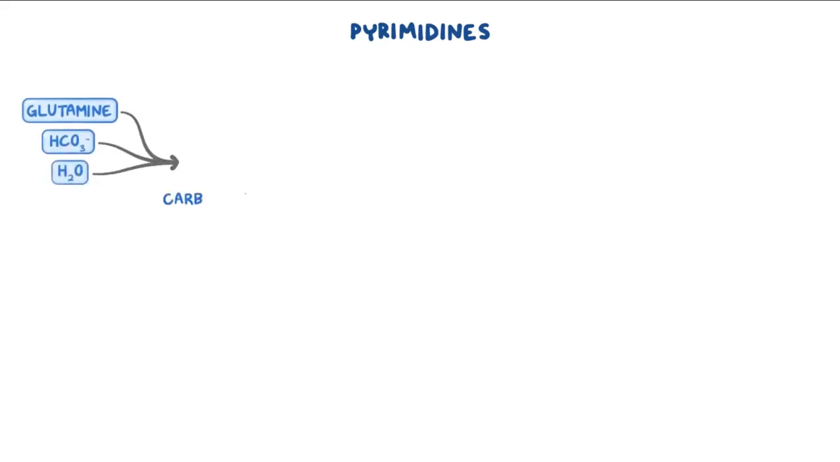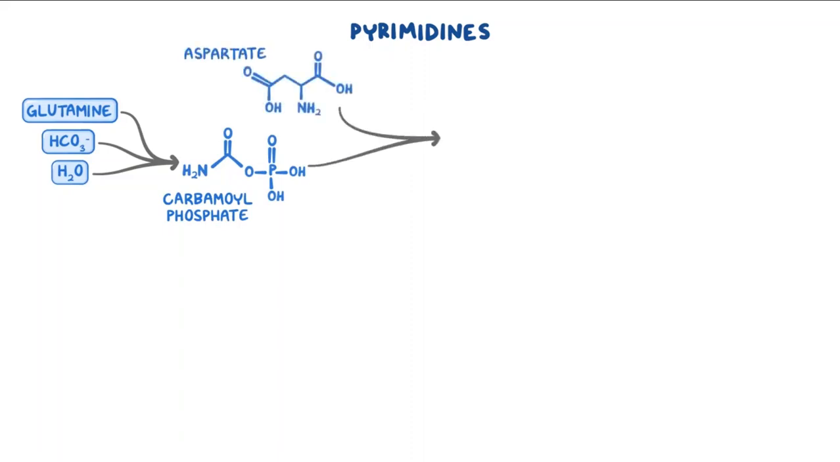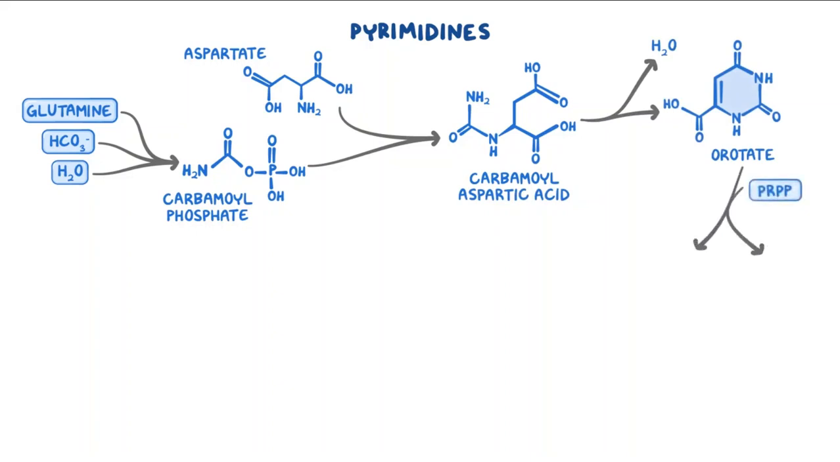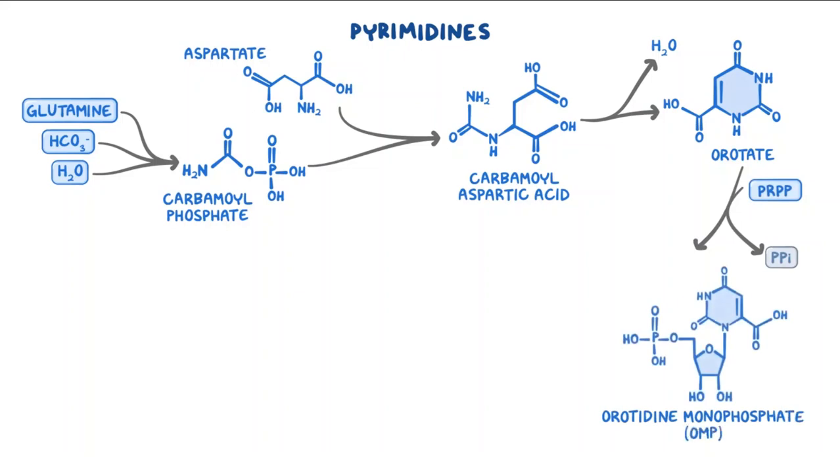The next step is to make pyrimidines. The amino acid glutamine, bicarbonate, and water are used to form a molecule called carbamoyl phosphate, which is then joined to aspartate, and together they form a ringed molecule called carbamoyl aspartic acid, which gets dehydrated to create a molecule called orotate. Next, an enzyme moves the phosphoribosyl unit from PRPP to orotate, and that forms orotidine monophosphate, or OMP.